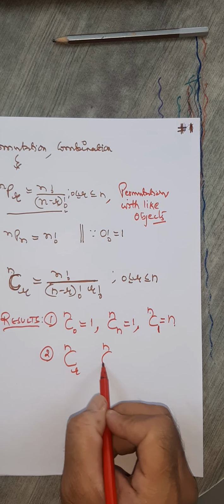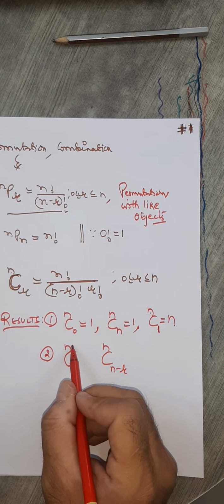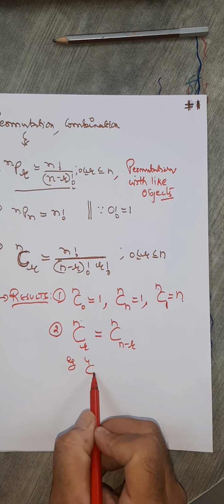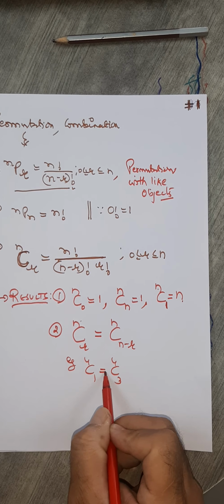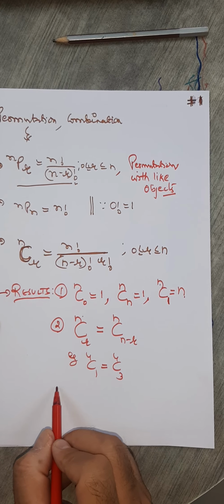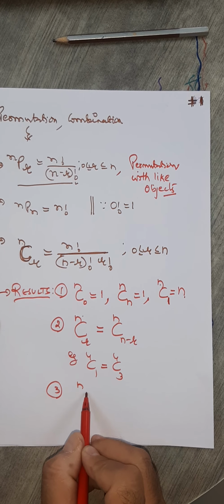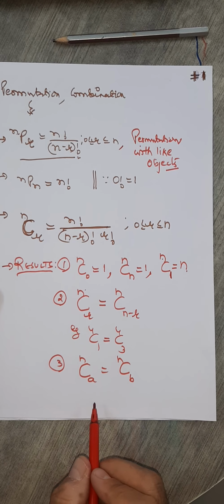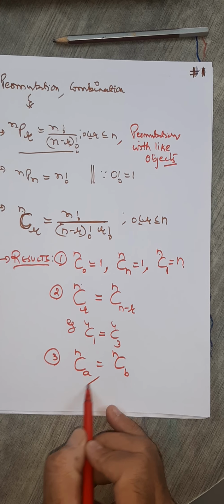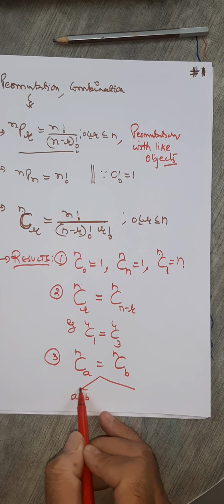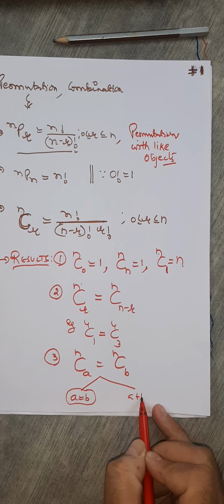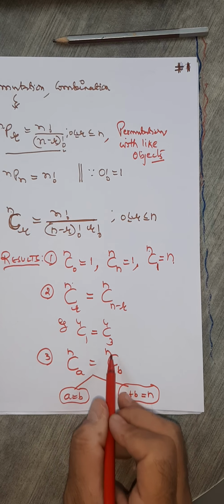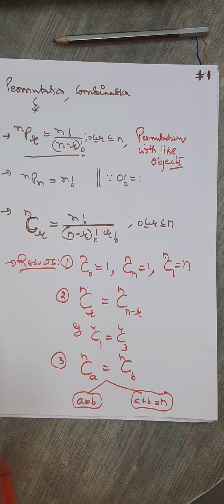Then nCr and nC(n minus r), the addition of these two being the upper number n, these two are equal, you know it. For example, 4C1 and 4C3, these two are always equal. You can just use the formula. One more: if you have nCa equals nCb, then there are two possibilities. Either these two are equal, a equals b, or the sum of these two is the upper number, which is n. a plus b is n, or these two are equal. Fine.